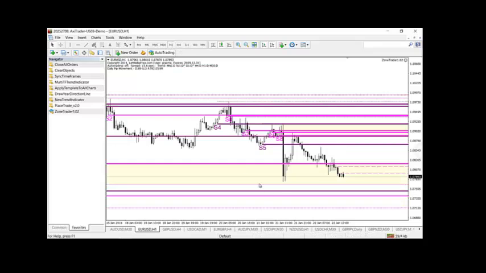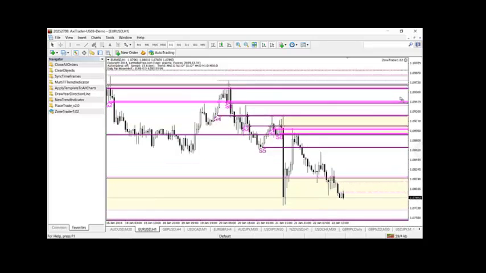So we come back to the H1. We can see this 1 hour zone is embedded in the H4 zone. So that's the target we're really looking for if we want to buy at all. Otherwise, we're looking to sell.